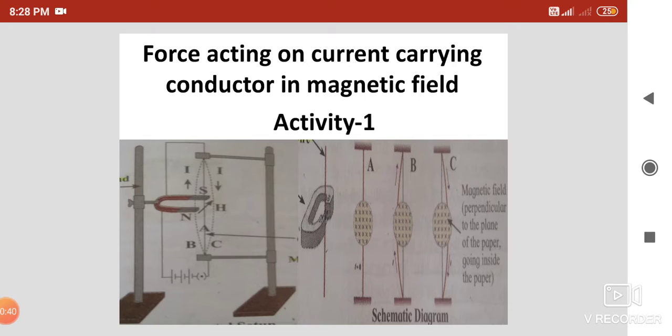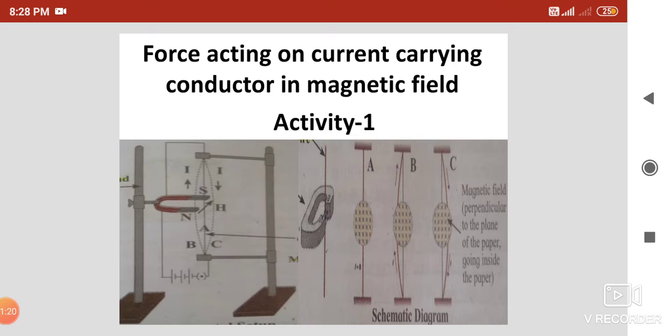Just observe the diagram and see what type of materials are required to perform that activity. The materials required are flexible copper wire, a stand, an electric cell, and a horseshoe magnet with strong magnetic field. After getting the material, we have to join or arrange the material as shown in the diagram. Then you will find that the copper wire passes through the poles of the horseshoe magnet as shown in the figure.